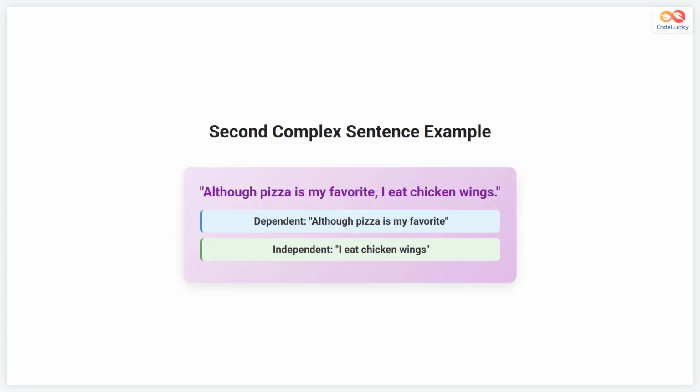Look at "Although pizza is my favorite, I eat chicken wings." "Although pizza is my favorite" is the dependent clause showing contrast. It cannot function as a complete sentence by itself. "I eat chicken wings" is the independent clause that stands alone with a complete meaning.